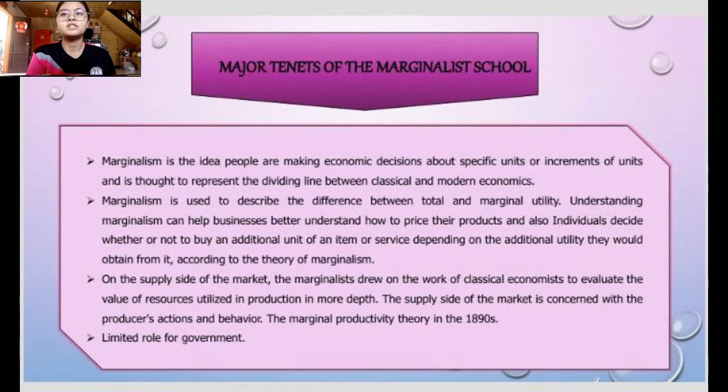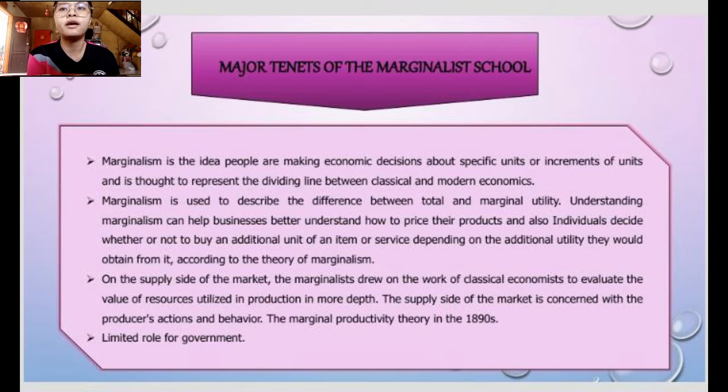Major tenets of the marginalist school. Marginalism is the idea that people make economic decisions about specific units or increments of units, and is thought to represent the dividing line between classical and modern economics. Marginalism is used to describe the difference between total and marginal utility.